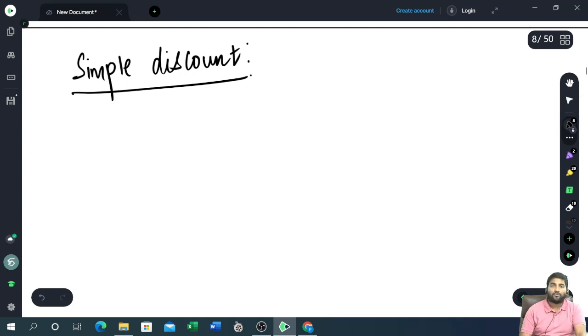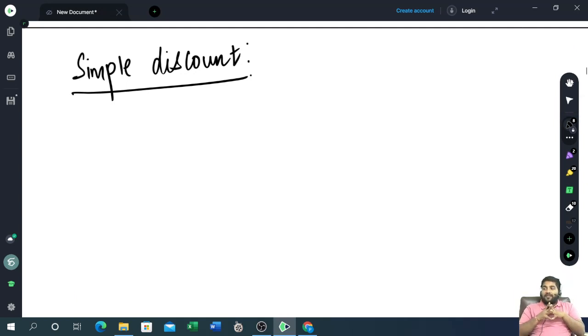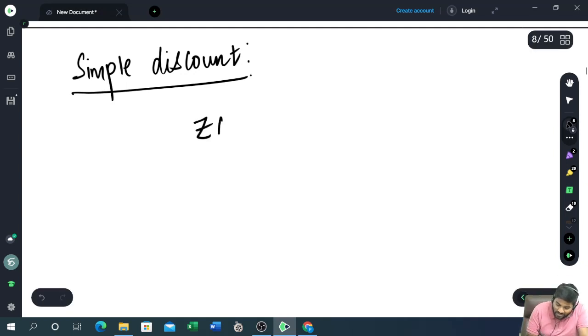So simple discount. So before understanding simple discount, I'll teach you what is a zero coupon bond. So that will make the concepts clearer. So zero coupon bond. Now what is a bond? Bond is a type of a loan agreement.